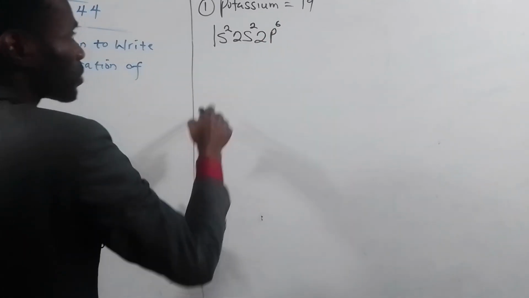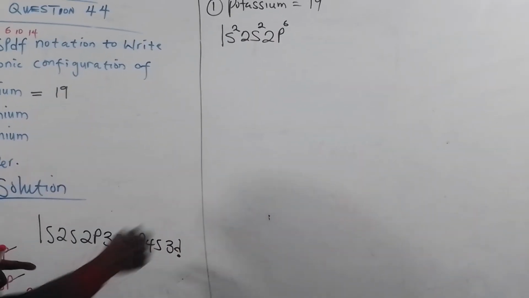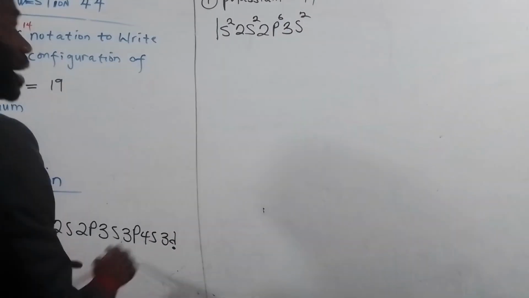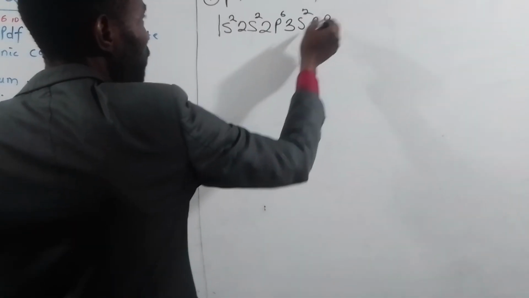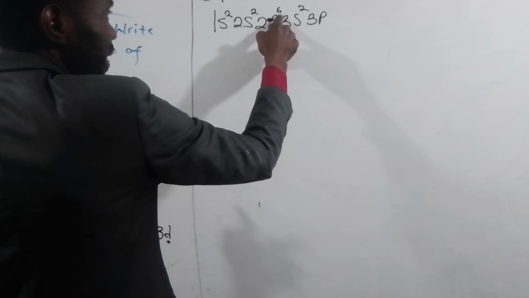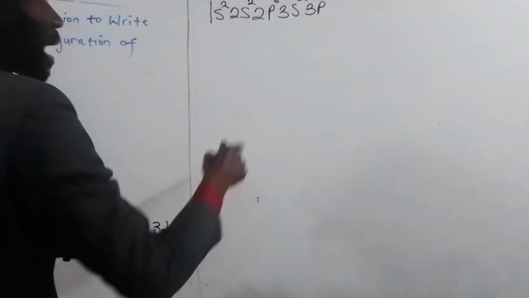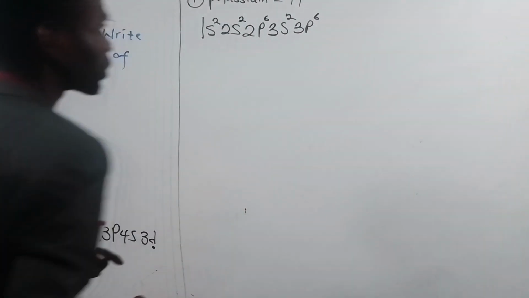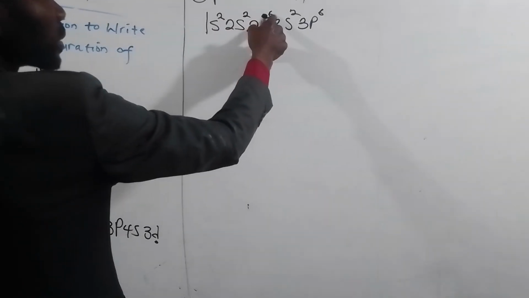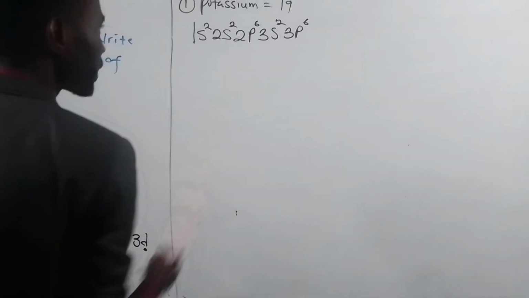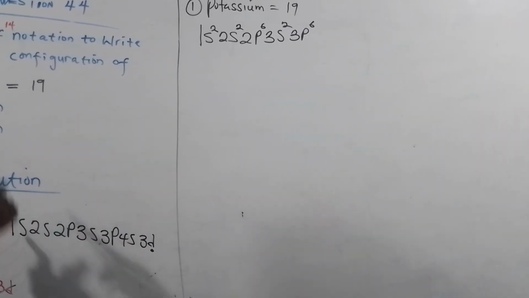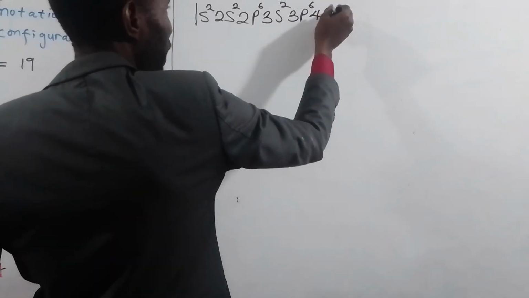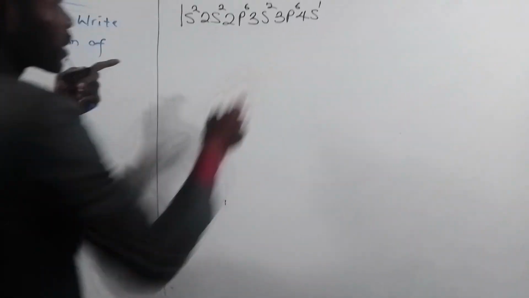As you are doing this, you are counting. We have 10 now. After the 2p, you have 3s. S carries a maximum of 2 electrons, so I have 2. Followed by the 3p, I have my 3p. Now, if you count it here, we have 2 plus 2, 4, plus 6, we have 10, and 2, we have 12. And the atomic number is 19, so we still have about 7. P carries a maximum of 6 electrons. So what I have here is 2, 4, 10, plus this, 18. Remaining 1. The 1 goes to the next orbital level. After 3p, we have 4s. So I have 4s1. Now, if you take a look at it, this is potassium.